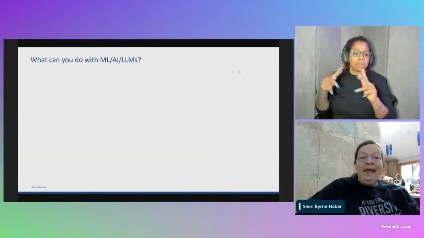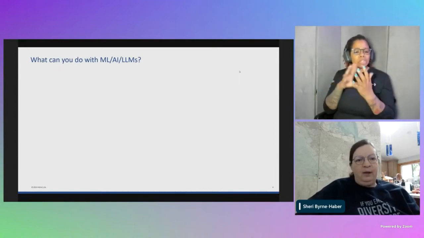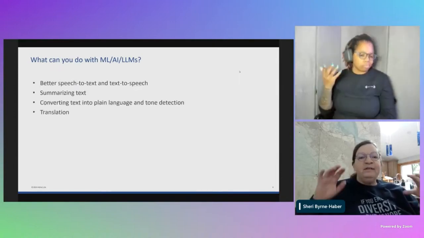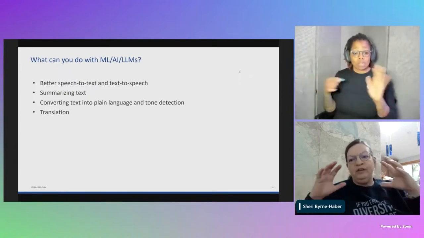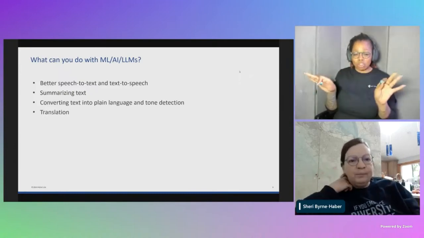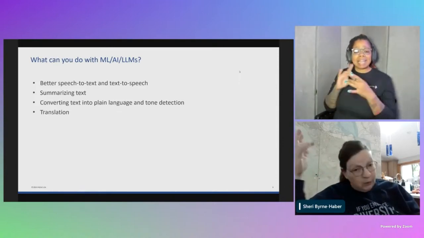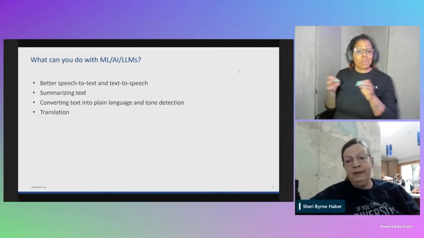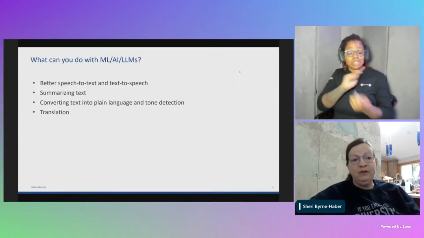Okay, so what can you do with machine learning and AI and LLMs? So first of all, LLM, large language model. Language is the key to that definition. Anything having to do with language, large language models can do it. It can do better speech to text and better text to speech.